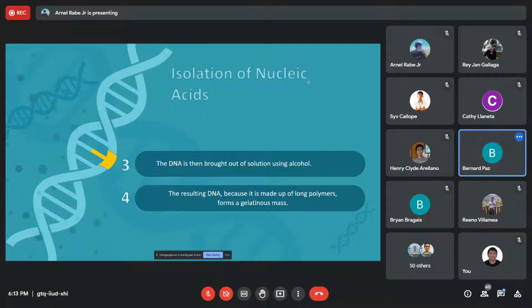The DNA is then brought out of solution using alcohol. The resulting DNA, because it is made of long polymers, forms a gelatinous mass.